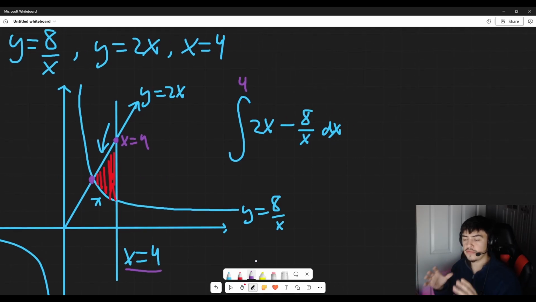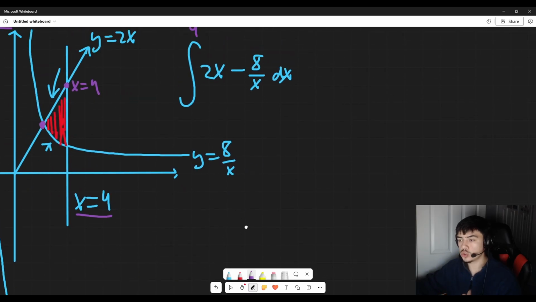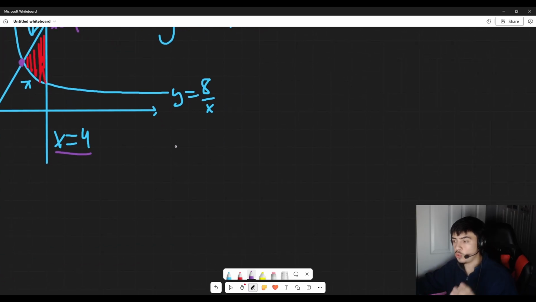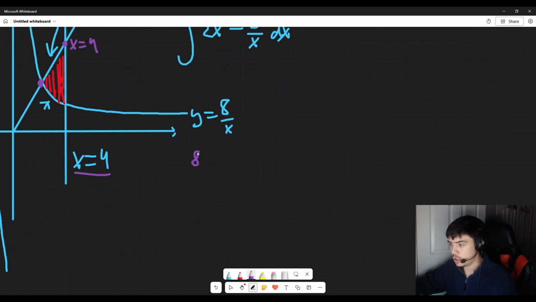And to solve for a point of intersection, we need to get those two curves and set them equal to each other and solve for x. So our two curves in this case, y equals 2x and y equals 8 over x. So we're going to go ahead and set up an equation and solve for x. So let's get our first equation. 8 over x equals 2x.